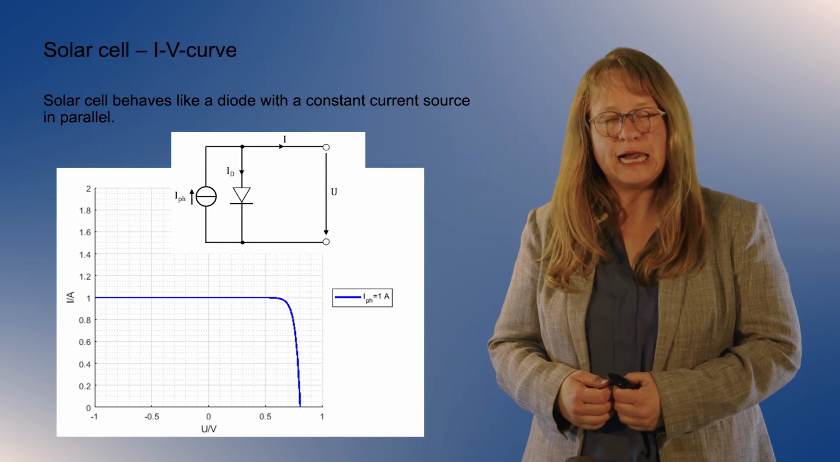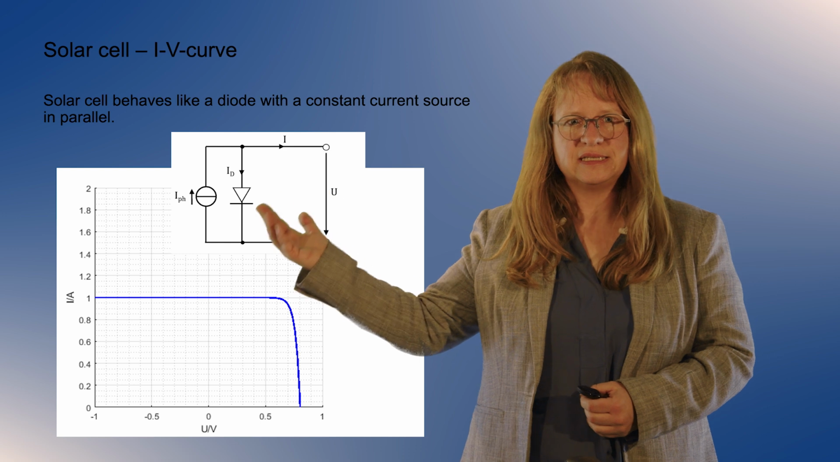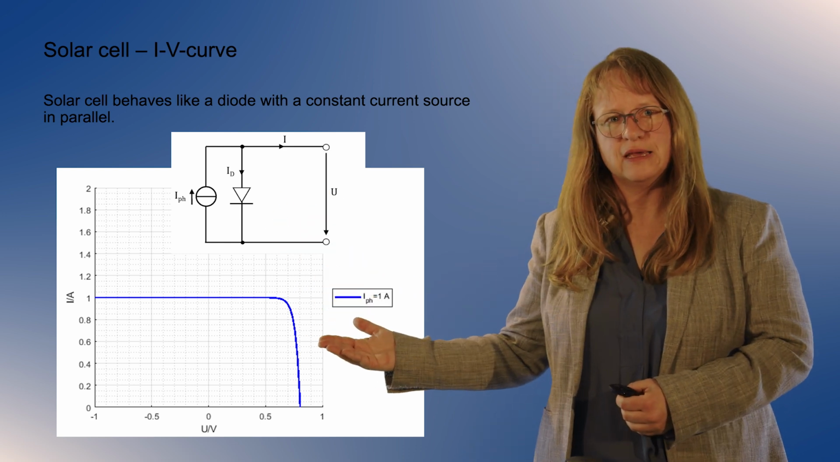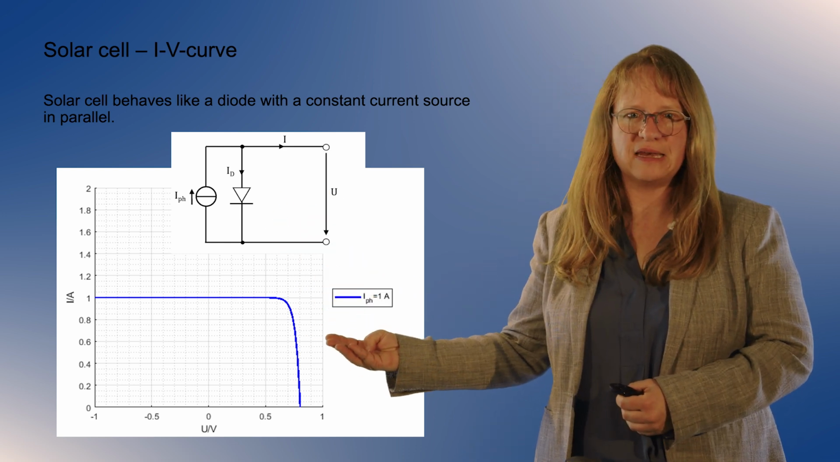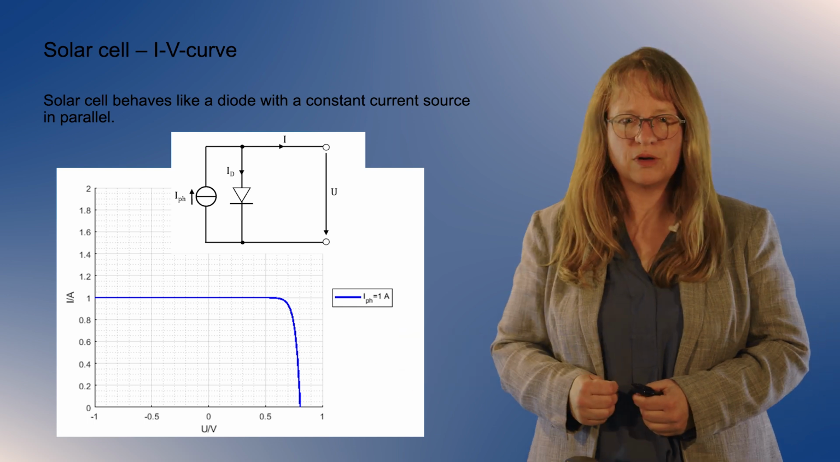Okay, so we just calculated in MATLAB for this simple model what the IV curve is, and this is again given here for 1 amp of photocurrent.